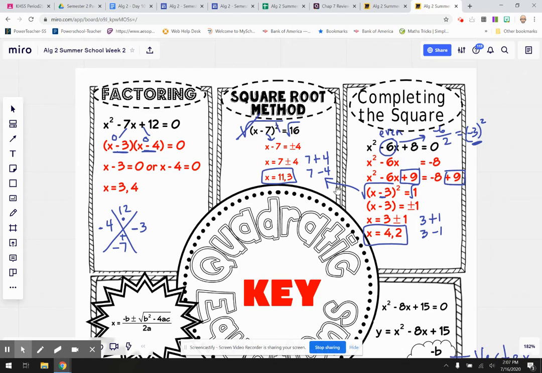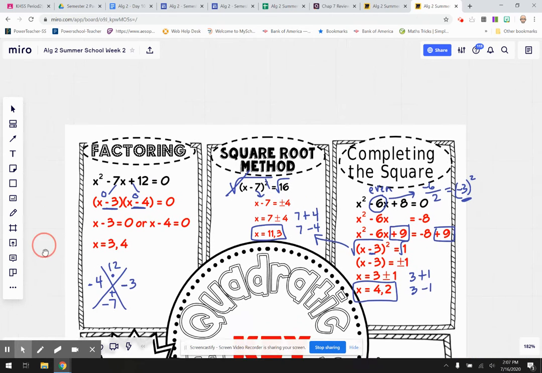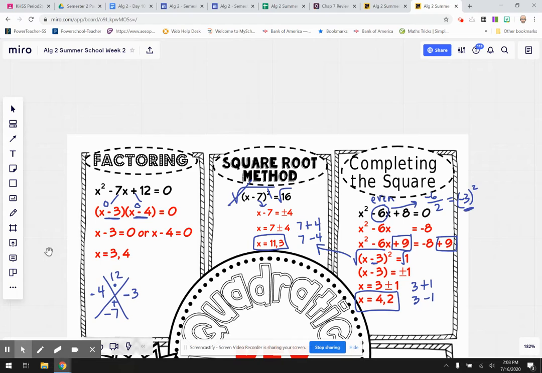We also had a square root method where you could square root both sides. You might see it where there's a parenthesis squared, or you might see it where it's just an x squared. You might have some that are like 2x squared equals 14, and they want you to solve for x, so you could divide by 2 to get x squared equals 7.